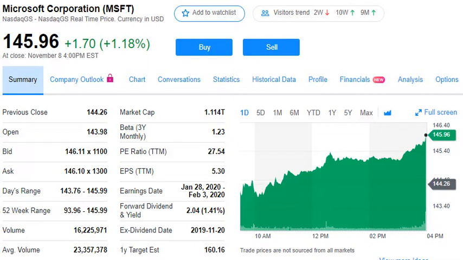Market cap is the total value of all the Microsoft shares. So right now it's $1.114 trillion. Think of market cap this way: if I have 1 million shares of stock outstanding, and say that the price is trading at $20, then I would have a $20 million market cap. So in this case, you take the 145.96, multiply it by the total shares outstanding of Microsoft stock, and you get the market cap.